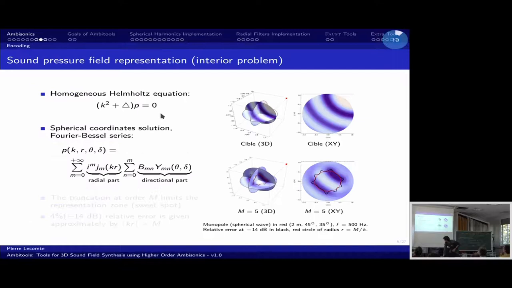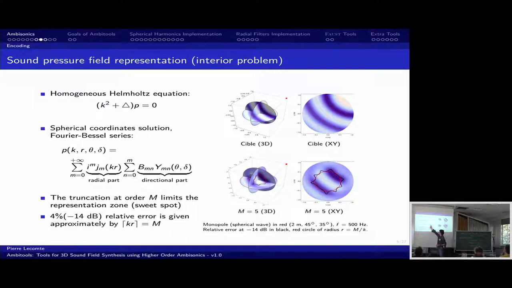So how does it work? The idea behind it is that you describe the wave equation inside a volume where there is no source. Then when you look at the pressure solution in a spherical coordinate system, you have this equation called the Fourier-Bessel series, which says that the pressure everywhere inside your domain is an infinite summation involving spherical Bessel functions for the radial part, and the directional part is the description over spherical harmonics. Because those functions are fixed, the only thing which differs from one sound field to another are the coefficients of the projection, the B_mn, called the ambisonic components. Historically, this is the B-format for the first order.